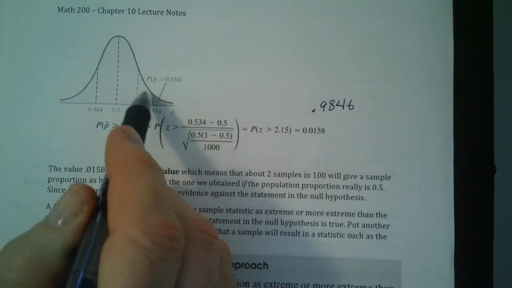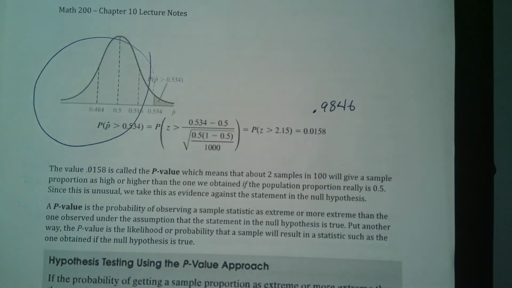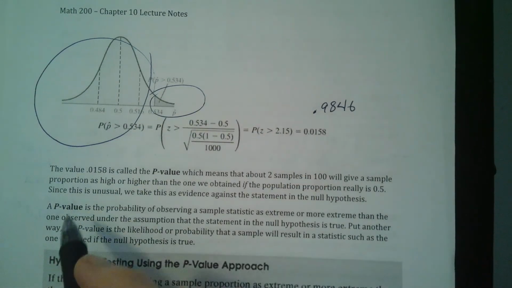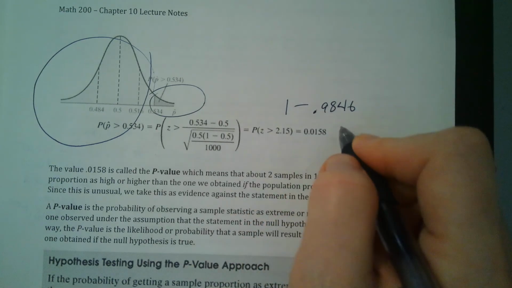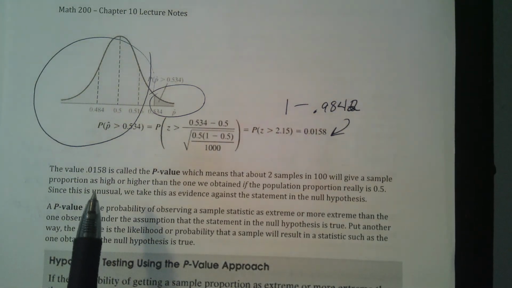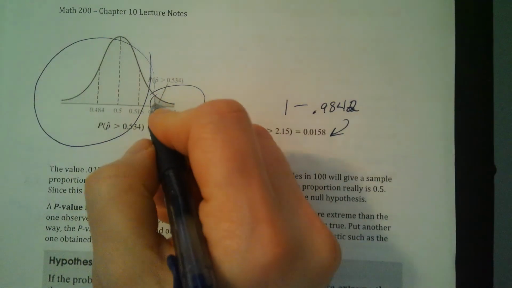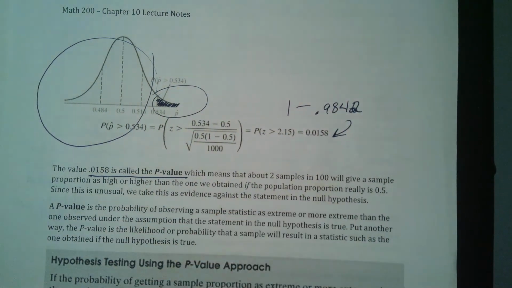But that's going to be this side of the graph. Remember, the table will only give you left of a line. In order to find the right side of the line, we have to subtract that number from 1. And then that's where this number would come from. So the value of 0.0158, which is this probability right in here, that's what's called the p-value.